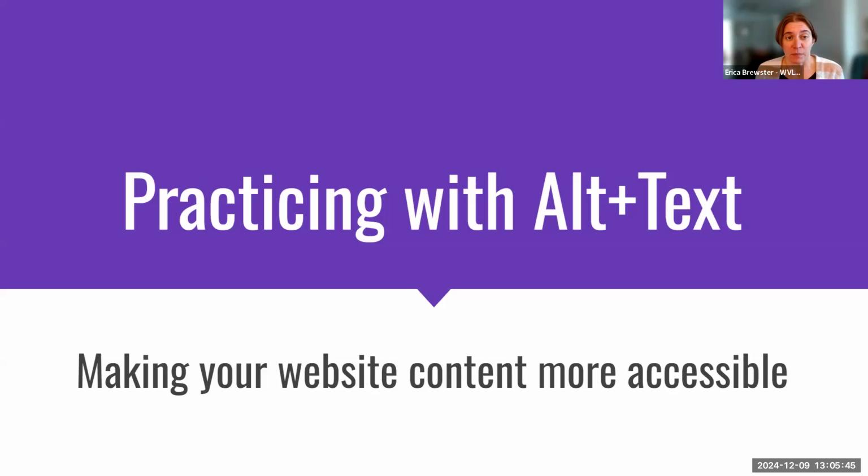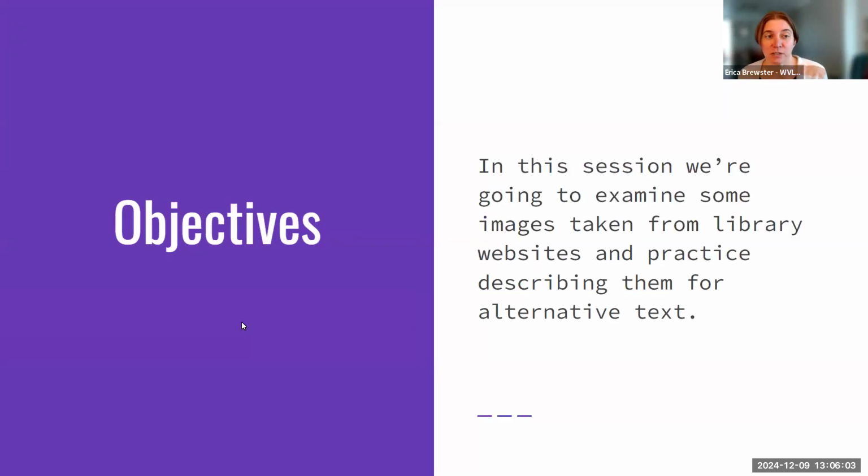I have some images today. The main goal today is going to be to go through the thought process of what it takes to make our websites accessible using text-based information for images that we use on our sites. So basically the objective is we're going to examine some images that I have taken off of some various library websites. So they are actually images that exist. And we're going to practice creating some alt text for them.